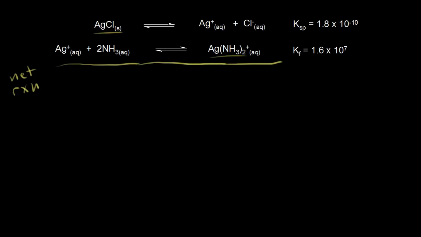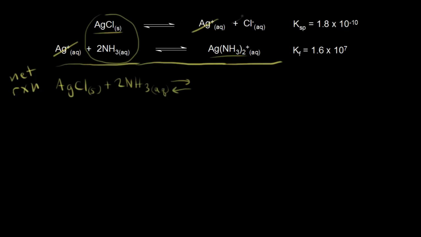We have silver cations on our reactant side and on our product side, so we can take those out. And so for our reactants, for our net reaction, we have solid silver chloride plus ammonia. And for our product side, we would have our complex ion and our chloride anion, Cl-. So that's the net reaction.